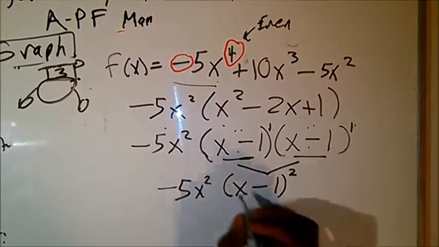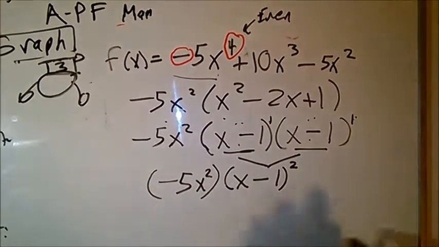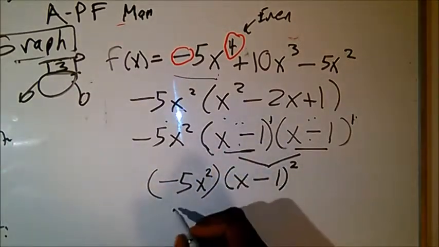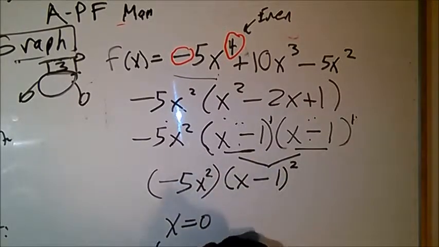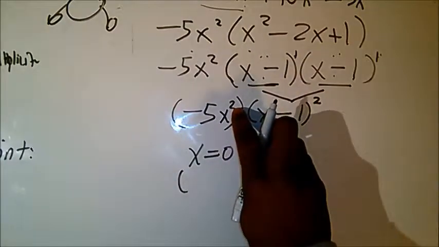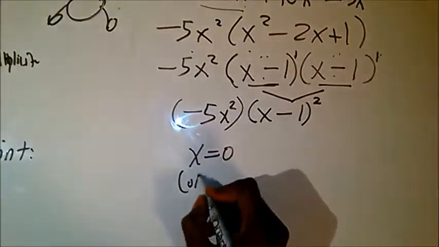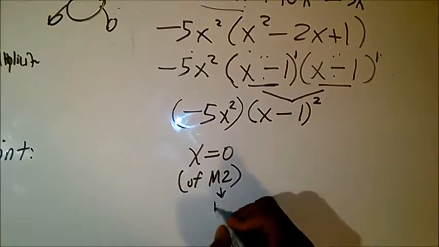Negative 5x squared, that's another factor. So let's solve for x. x is equal to 0. What's the multiplicity? It's 2, of multiplicity 2. And 2 is even.